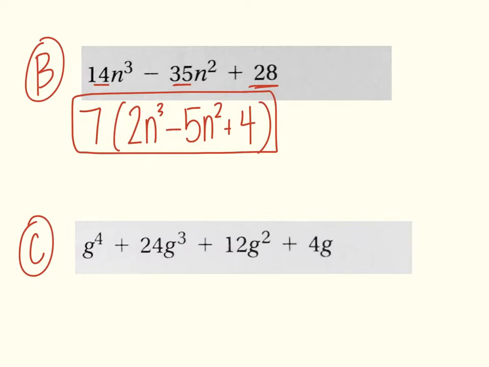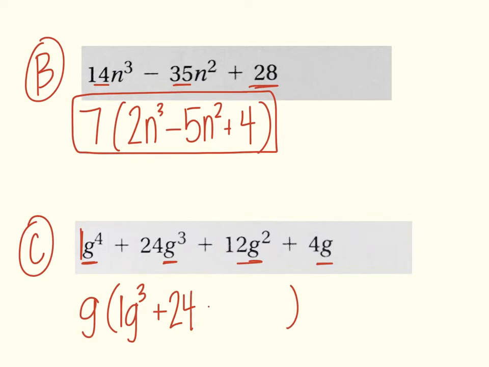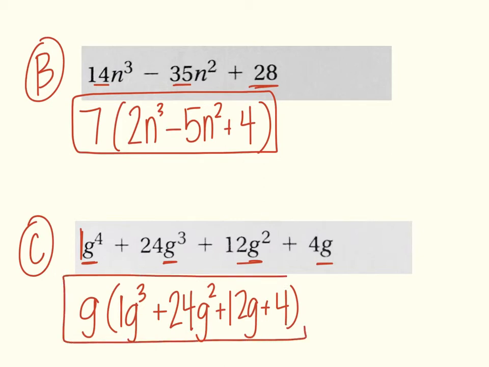Okay, C. What number do all of these have in common? The coefficient here is 1. If there is a coefficient that's 1, then they don't have any number factor in common. So look at all the variables. G, G, G, G. They all have a G in common, so that's going to be my factor. Now I don't have to change the numbers because I'm not dividing, but I'm going to have to move every exponent down by 1.